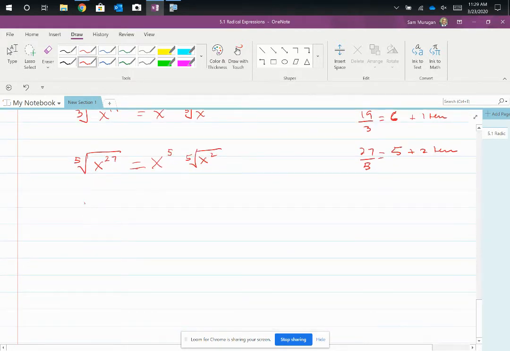Also, don't forget to consider the simplest of cases. If I have the square root of x to the power 6, simply divide 2 into 6 and that would give you x cubed.